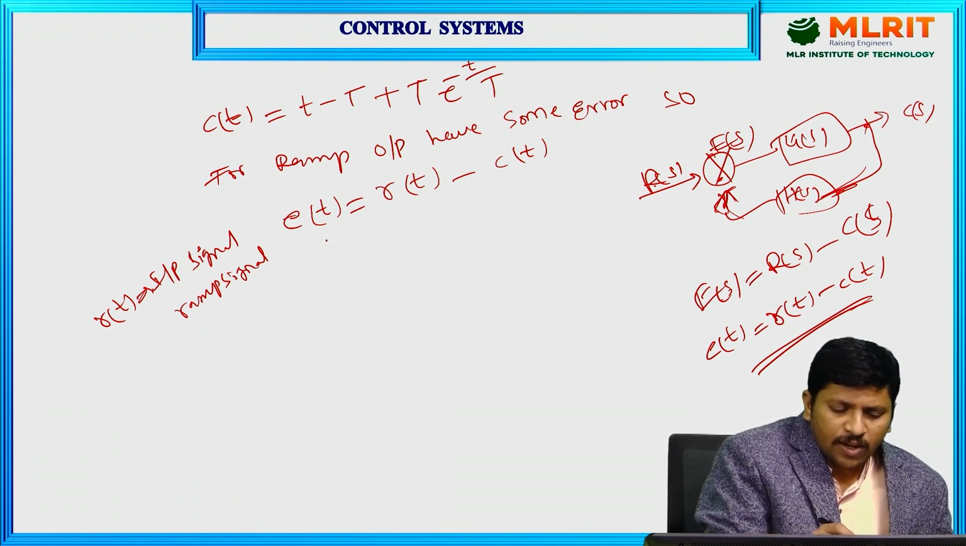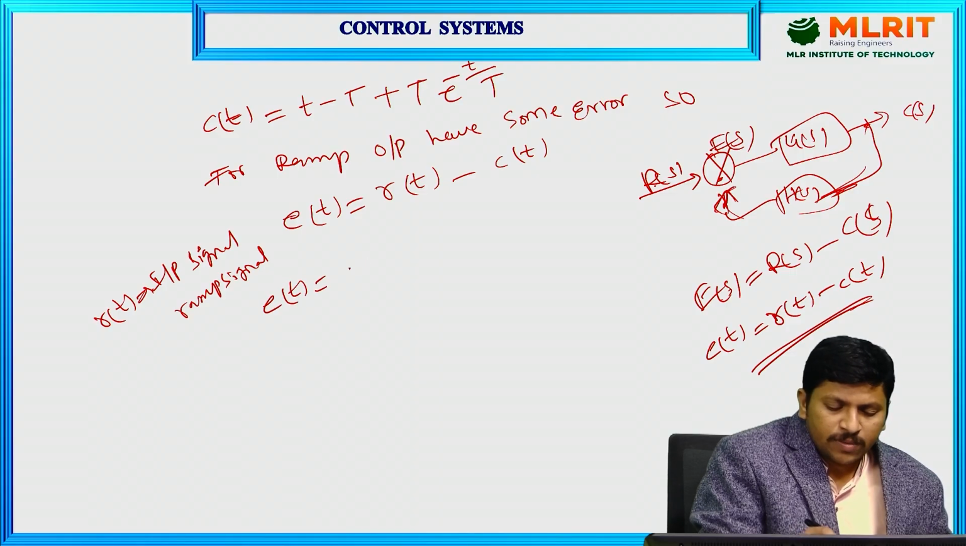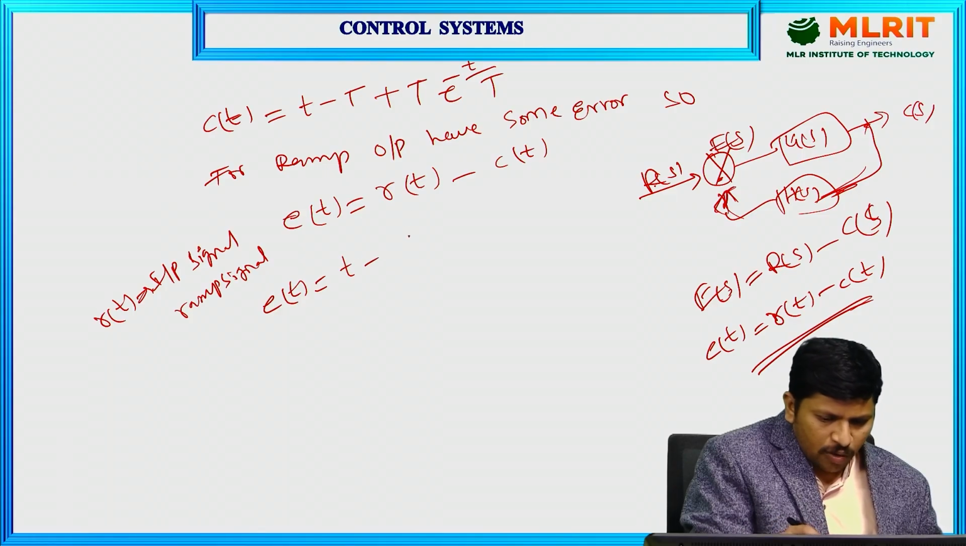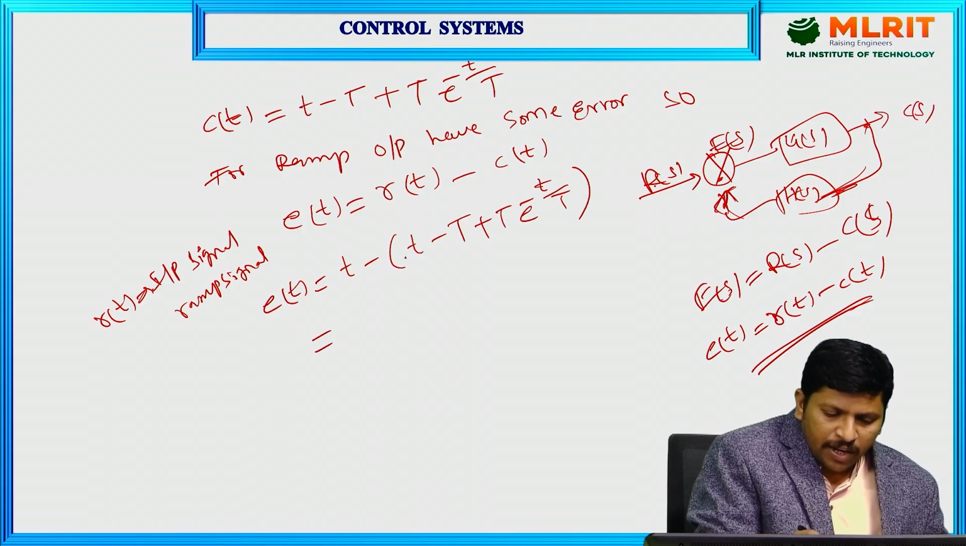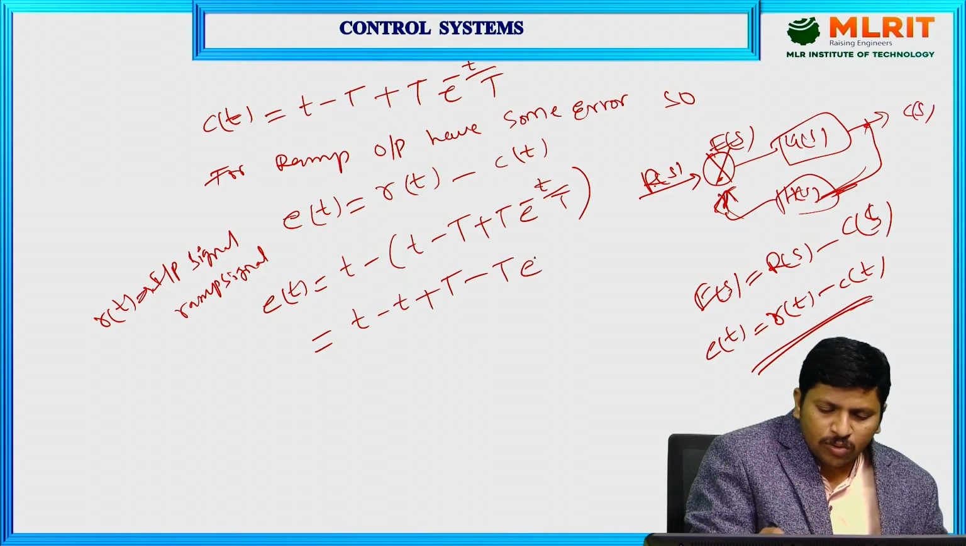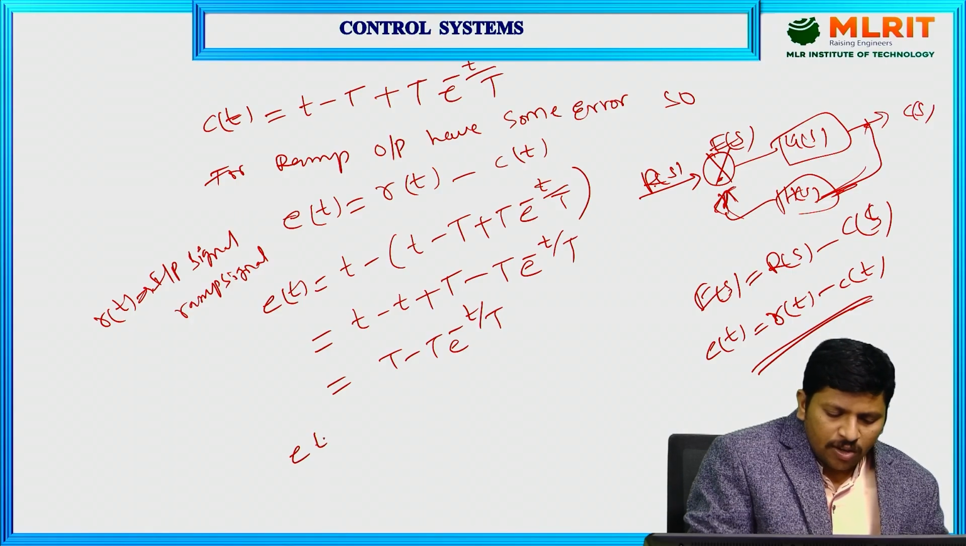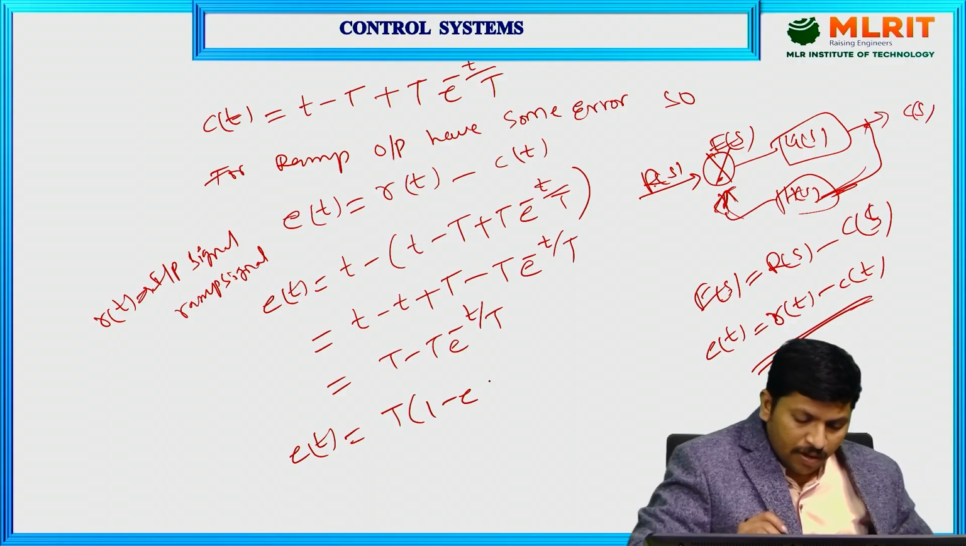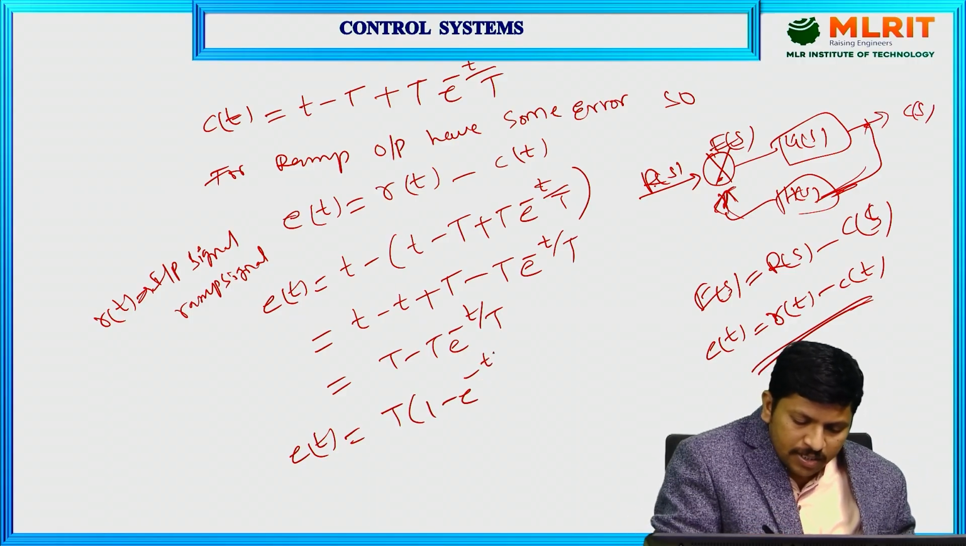So E of t equals R of t minus C of t. In place of R of t, I write t, and in place of C of t, I write t minus capital T plus capital T into e power of minus t by capital T. Observe, t minus t is 0, and we are left with capital T minus capital T into e power of minus t by capital T. Taking capital T common, E of t equals capital T into 1 minus e power of minus t divided by capital T.